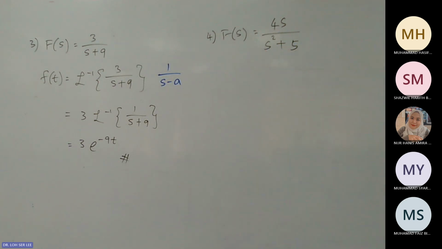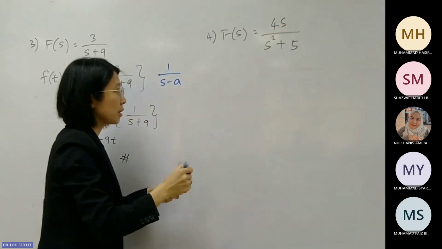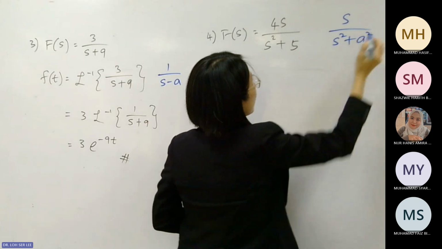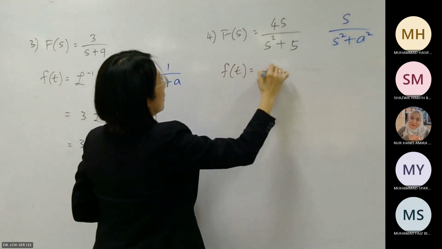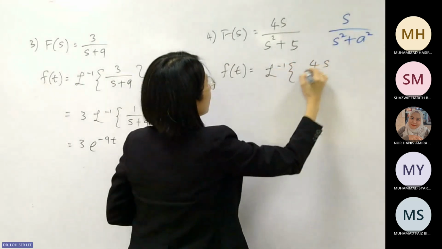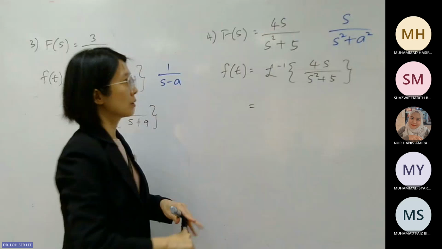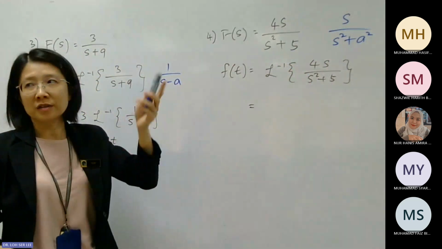Number 4? Which formula? Cos at, right? Cos at, because this is s squared plus, and there's an s at the top. So according to the formula, you should have s over s squared plus a squared. So you inverse Laplace this function. Compare the top function. We don't need the 4, so you take out the 4.